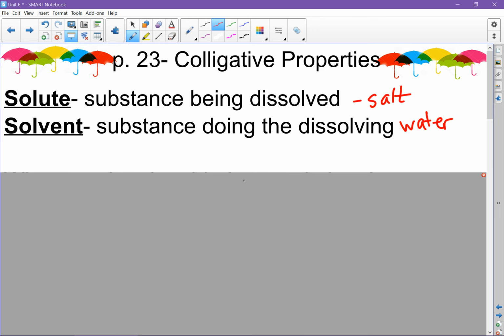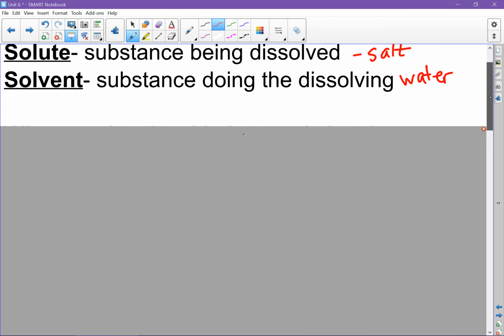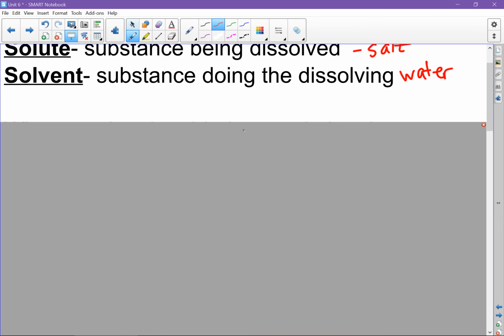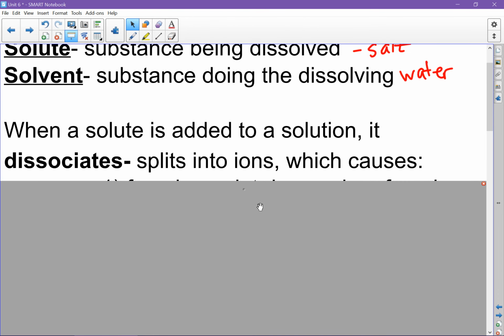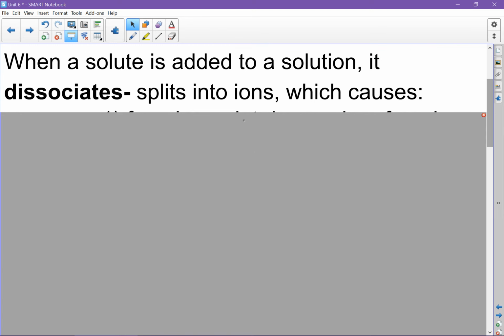But now something special happens down on the molecular level when we mix salt and water together. When a solute is added to a solution, it does something called dissociate. It splits into ions. It splits into pieces. It doesn't stay salt. It splits apart into pieces. And that makes the solution do a couple of funny things. There are two things that it can cause.